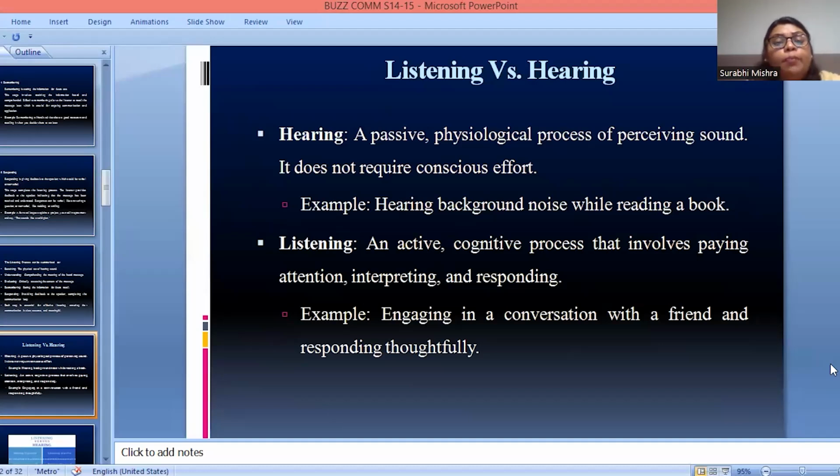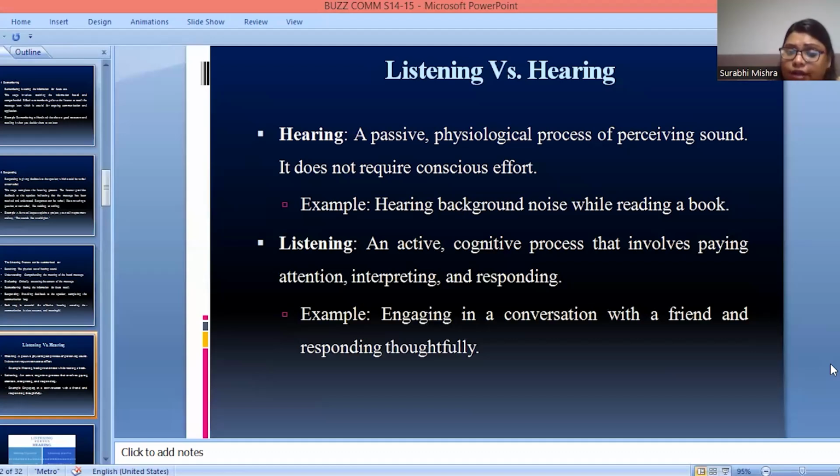For example, hearing background noise while reading a book. You might notice that something is happening in the background, some bell is ringing or some noise is coming, but you are not very interested in it. As it is a physiological process, there will be some sound, your sensory organ will transmit that stimulation to your brain, and your brain will respond that yes, such a sound occurred, right? So it is basically a passive physiological process.